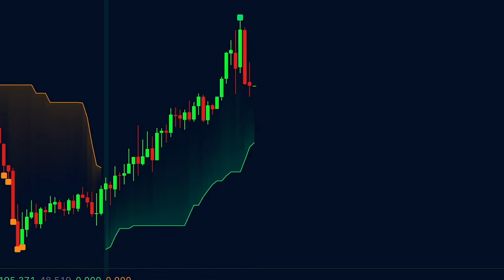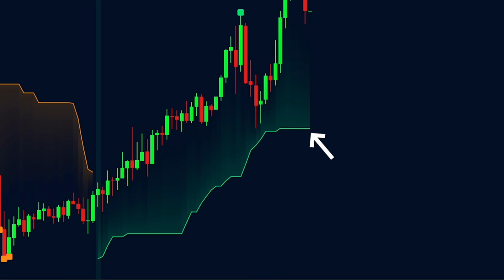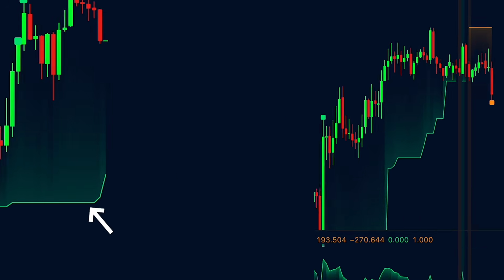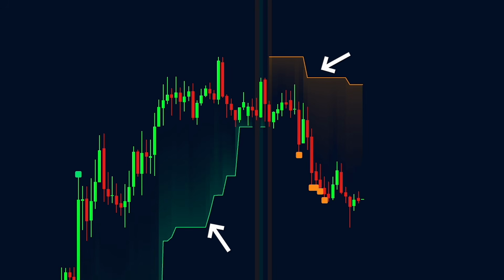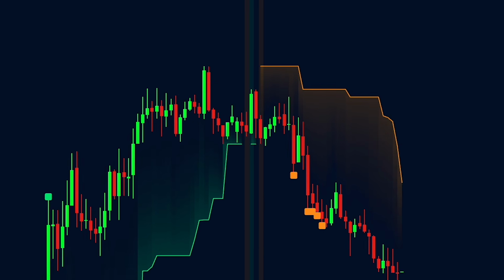On your price chart, you get a dynamic trailing stop that changes color. Green line below price during uptrends, and orange line above price during downtrends. And the best part is, this line only changes direction when momentum truly shifts, filtering out all the noise.